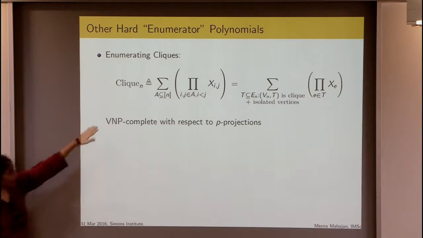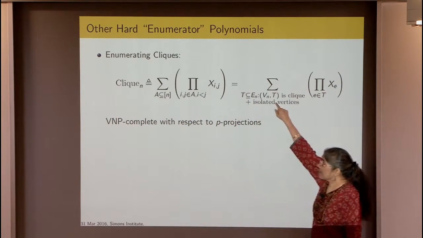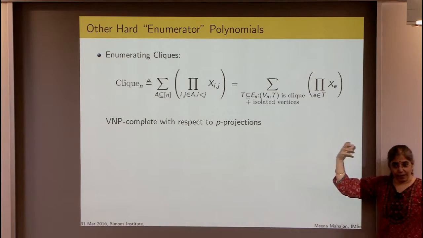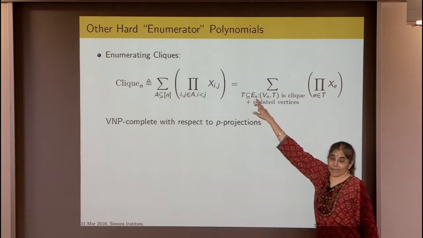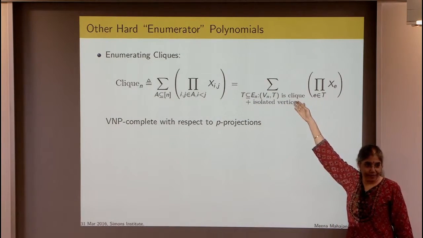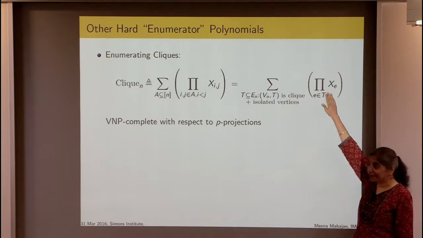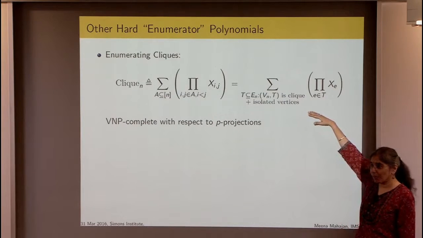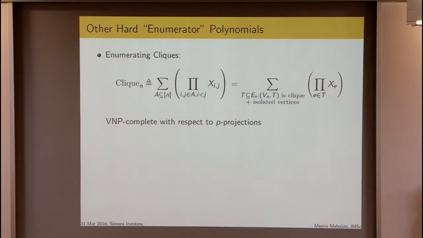So here's another way of writing the clique polynomial. Each monomial can be described not by a set of vertices, but instead by a set of edges. You can look at a subset of edges, but that edge set must satisfy this property, that it describes a clique and then maybe some isolated vertices, and then we multiply this. So this formulation is what's going to be important to me later on, so that's why I've put it up here. So this polynomial is also complete for VNP with respect to p-projections.